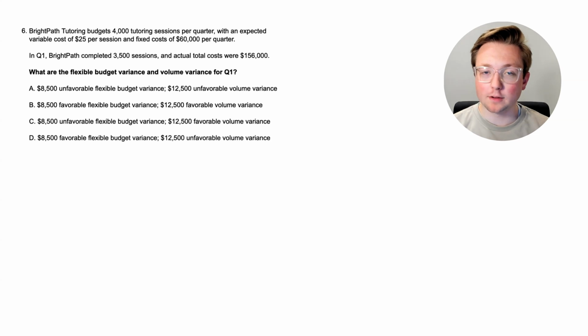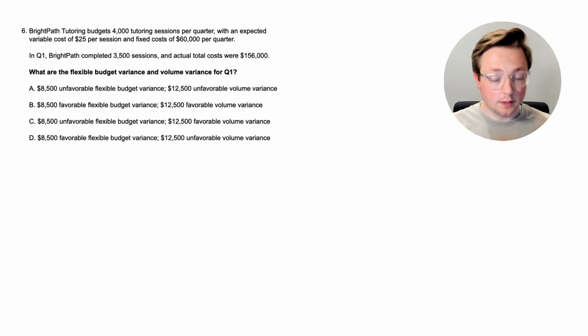All right, here we are at question 6. What are the flexible budget variance and volume variance for quarter 1? Let's go to the top. BrightPath Tutoring budgets 4,000 tutoring sessions per quarter with an expected variable cost of $25 per session and fixed costs of $60,000 per quarter. In quarter 1, BrightPath completed 3,500 sessions and actual total costs were $156,000. So what is the flexible budget variance and the volume variance for quarter 1?